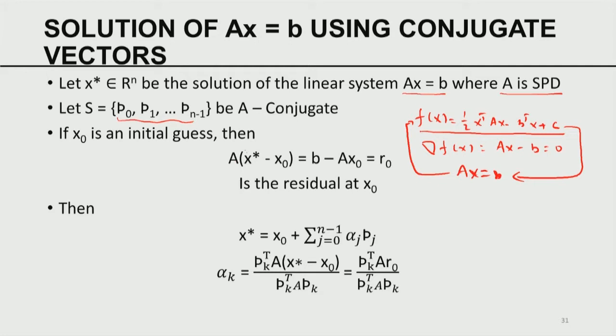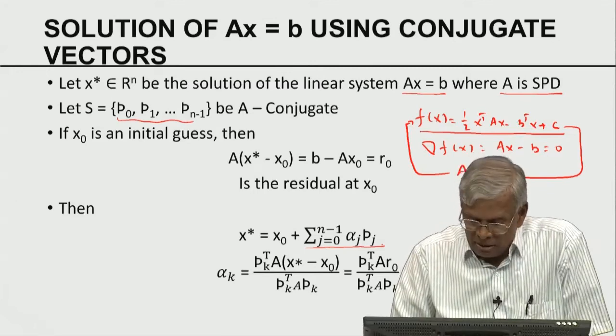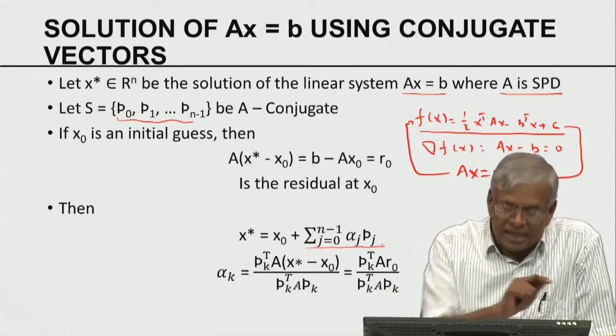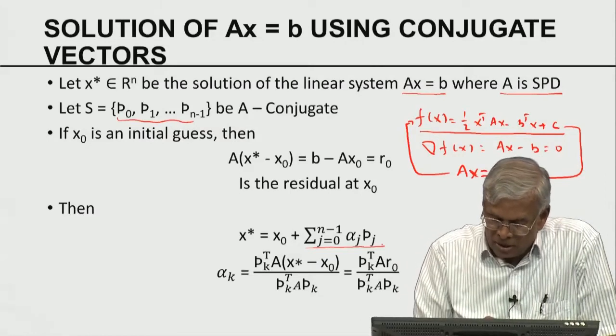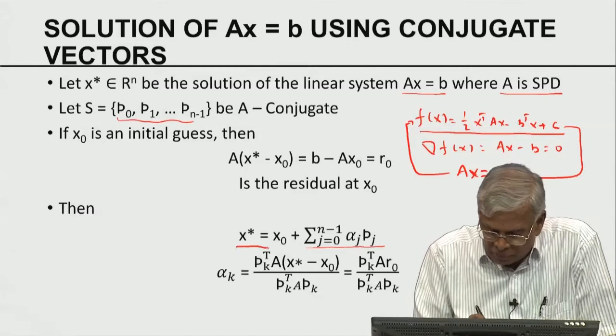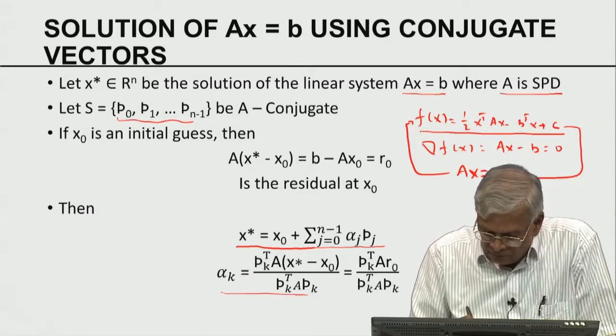So, A x star minus A of x star minus x naught is equal to b, since A x star is b. So, that is equal to b minus A x naught, that is equal to r naught, the initial residual at x naught. Then I can express x star as x naught plus the linear combination of all the conjugate direction vectors that are given. From the previous analysis, we now know the alpha k's that enable this expression to be true; the alpha k's are given by this expression.